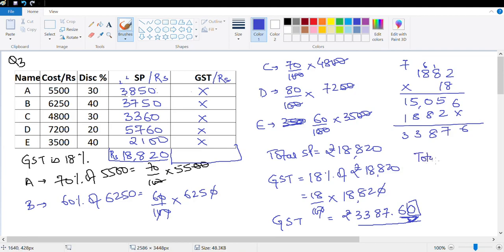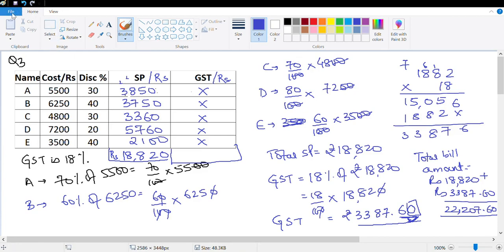So total bill amount will be equal to rupees 18,820 plus rupees 3387.60, and it will be 0.60, 7, 10, 11, 12, 11, 12, 2. So rupees 22,207.60. So all this question involved was some basic arithmetic of percentage. Let's move on. The next question that we solve is question number 5.